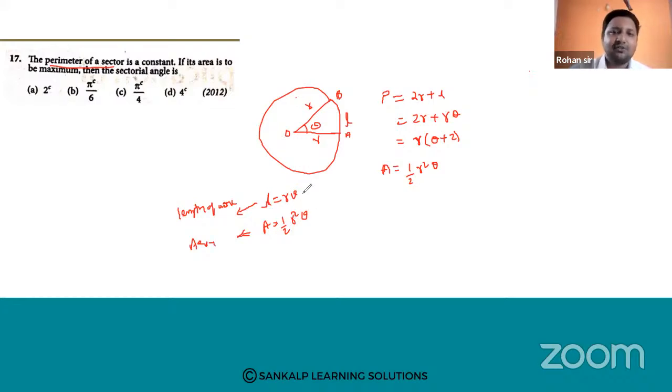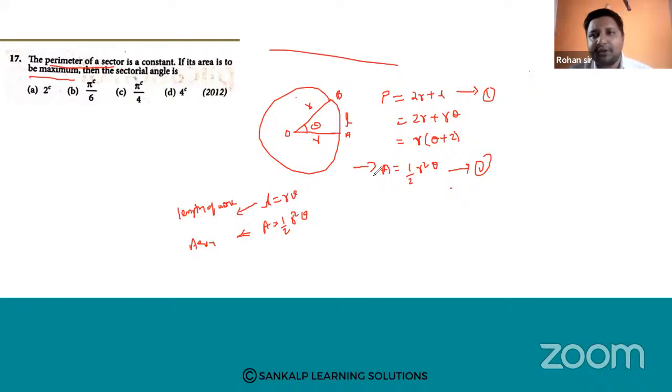By making use of the first formula and the second formula, equation 1 and equation 2, we can simplify. They are asking when it is maximum. When we want to find the maximum area, we need to take the derivative of this area and equate it to 0. Once we equate it to 0, we will get the value of theta. So here we will simplify it.